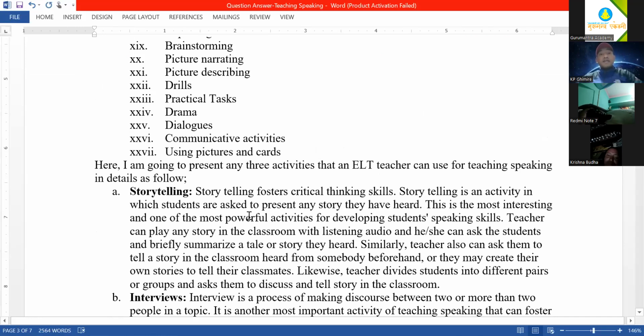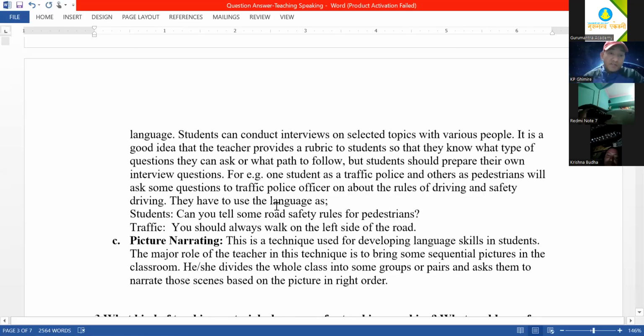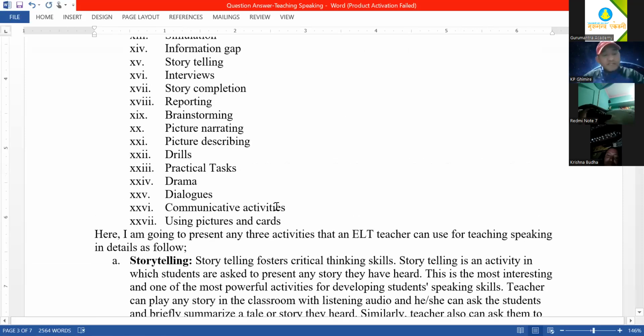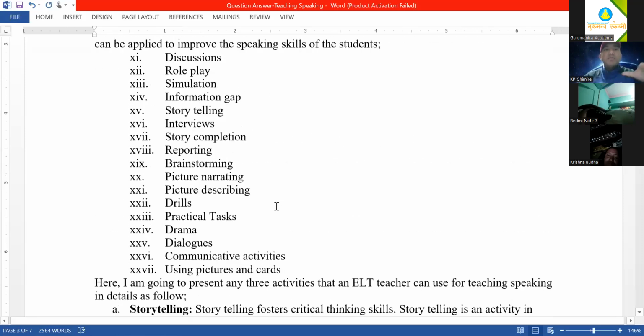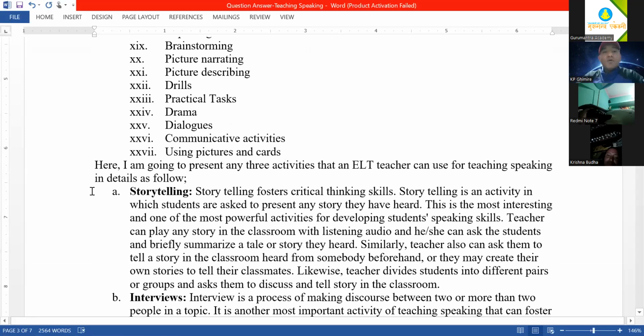See, you need to write three things. Remember, you can write in your own language. Storytelling, interview, and picture narrating are the three activities mentioned here. So remember always what things you need to include: what it is, the process, and giving an example. So here I'm going to present only three activities that an ELT teacher can use for teaching speaking.